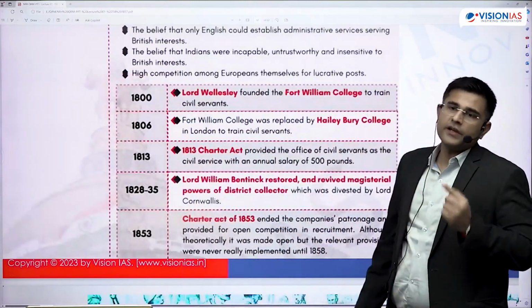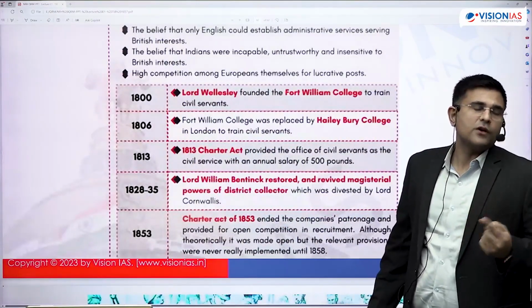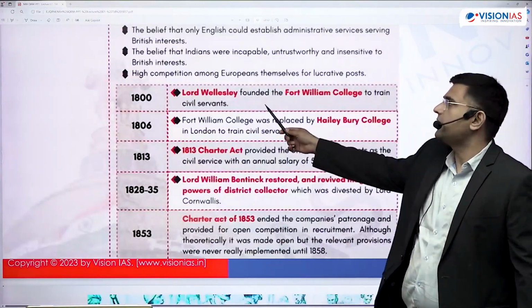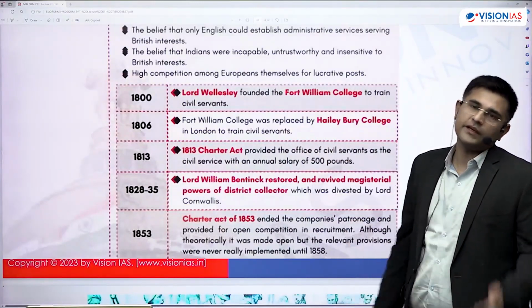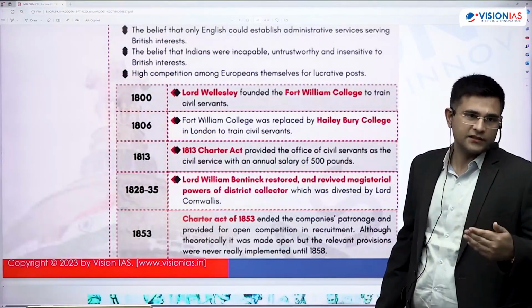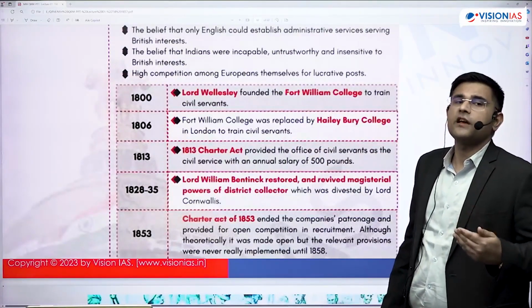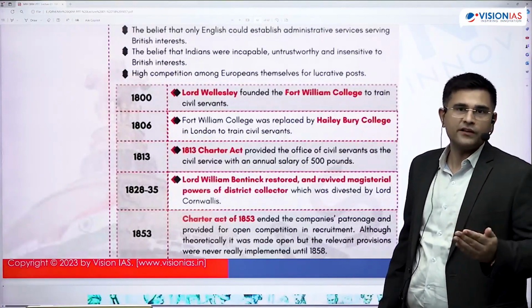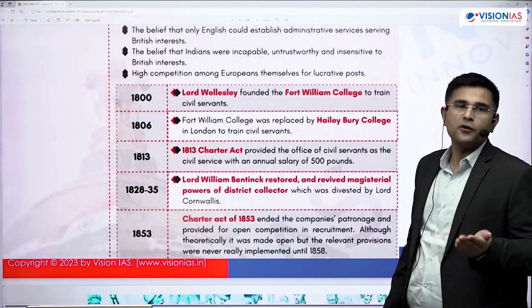Then once you join the civil services, after that what do you do first? You go to Labasna, right? So what was the Labasna? In 1800, Wellesley set up Fort William College. This was the Labasna till 1806, right? By the way, it is the era of Orientalism ideology-wise. Ideology-wise, till 1813, it is Orientalism. So therefore, you know what they used to study?